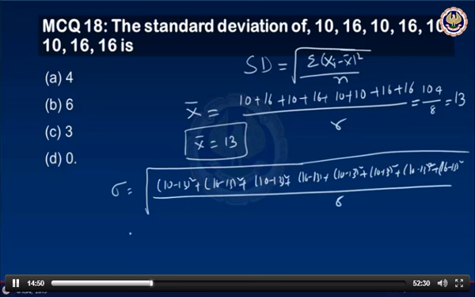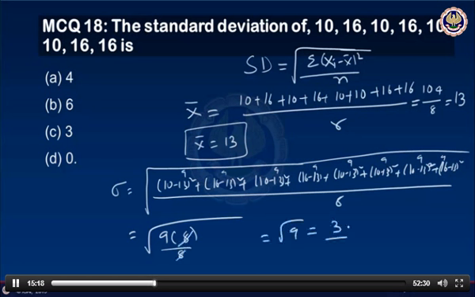If you look at this data, each observation is minus 3 square or plus 3 square. All of these become 9 only. So every place it is 9, 8 places, divided by 8, the 8s get cancelled. Square root of 9 becomes 3. So the right option is C.